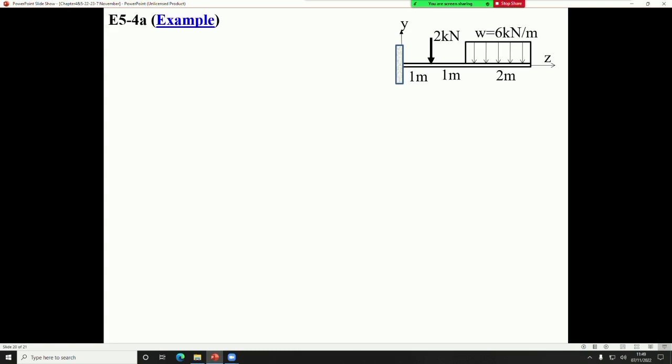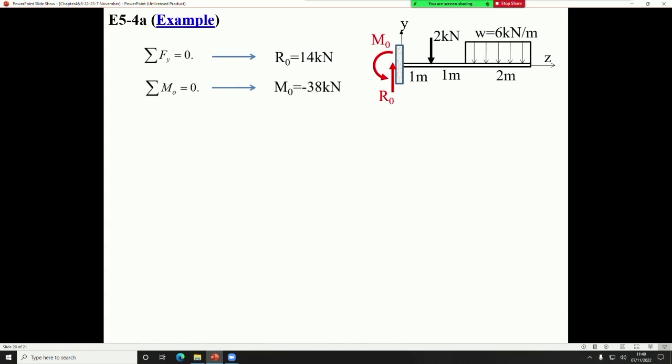Yes, please. 38 kilonewton meters. 38. So 6 times 2 is 12, multiplied by 3 is 36, plus 2 is 38. Absolutely correct. Well done. So we've got the shear force of 14 kilonewton and a bending moment of 38 kilonewton meters. Why have I written it negative? Because of the shape. Well done.